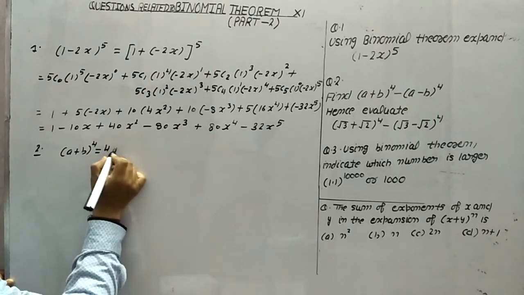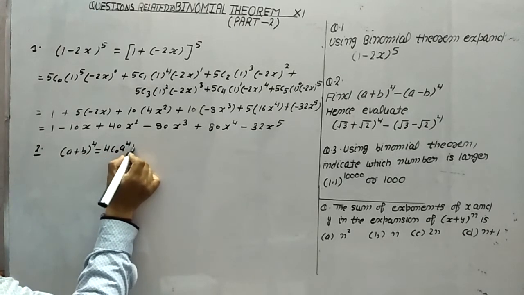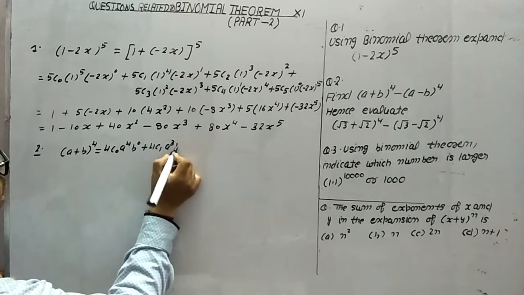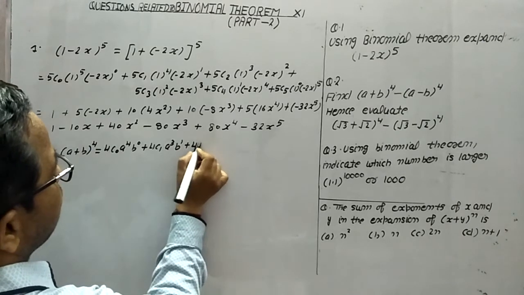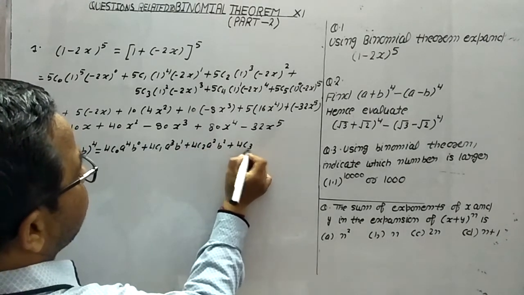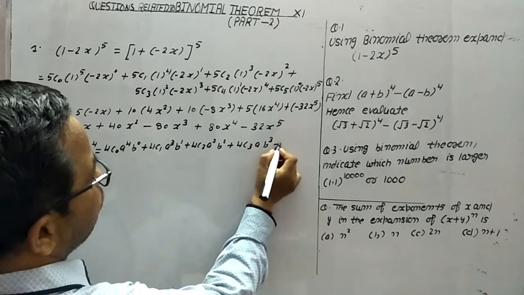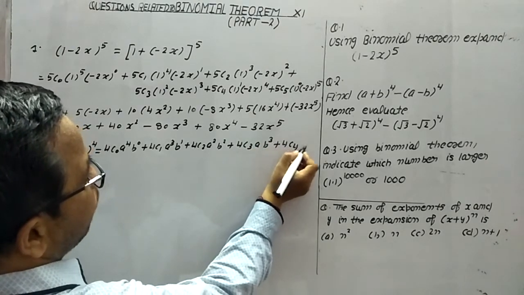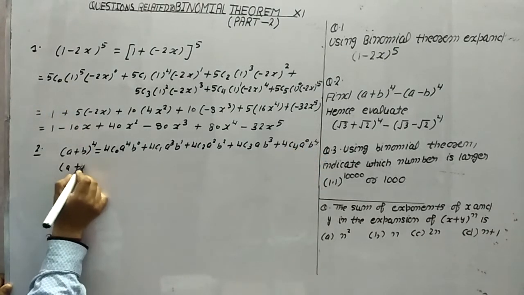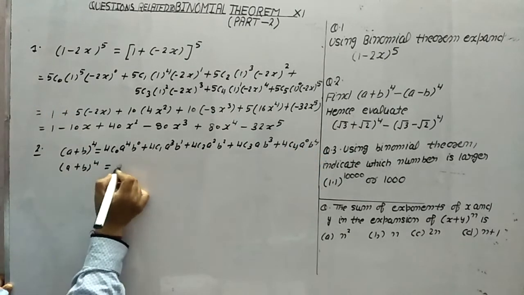So what is this? 4C0 a raised to power 4 b raised to power 0, plus 4C1 a raised to power 3 b raised to power 1, plus 4C2 a raised to power 2 b raised to power 2, plus 4C3 a raised to power 1 b cube, plus 4C4 a raised to power 0 and b raised to power 4. It means (a plus b) whole raised to power 4 is equal to what this becomes.